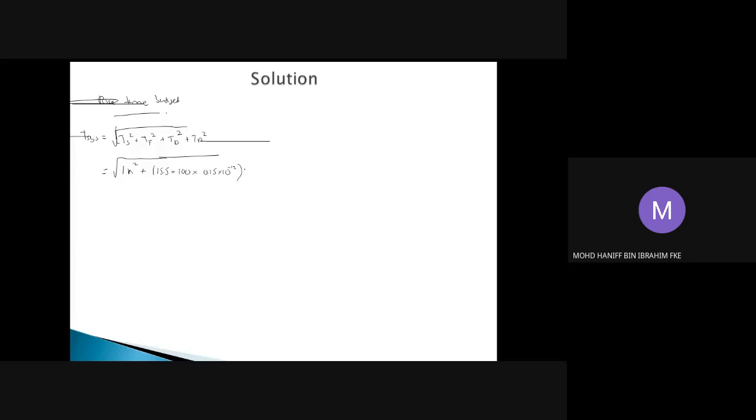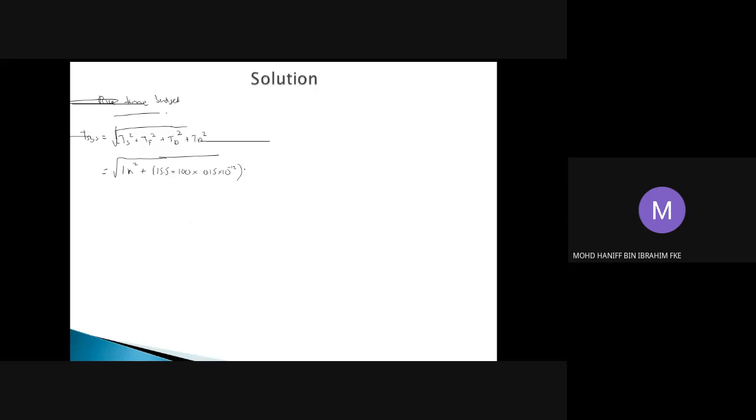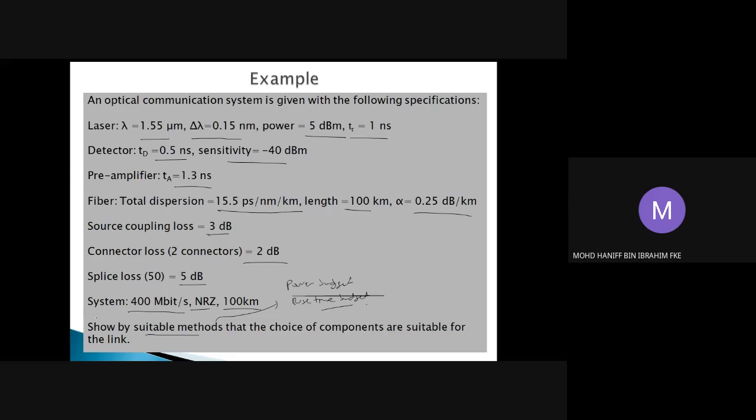Let's go back to this. 0.15 nanometer, sorry. I apologize, that should be in the nanometer range, sorry for that. Let me check that. So we have 15.5, which is the dispersion, the length is 100, and the delta lambda is 0.5 nanometer. So we have 15.5, 100, and 0.5 nanometer. That should be the dispersion value squared.